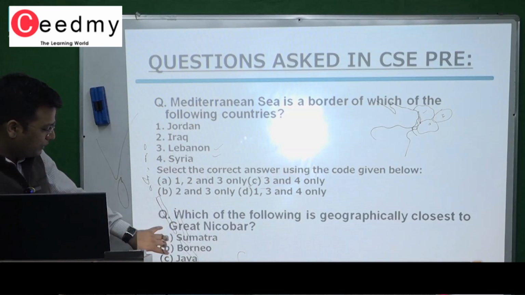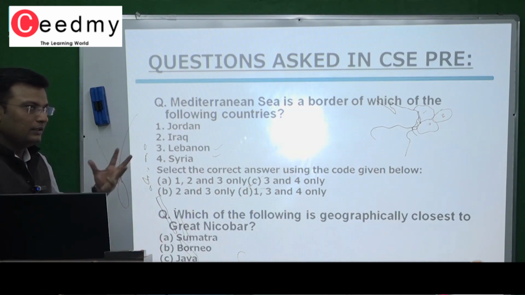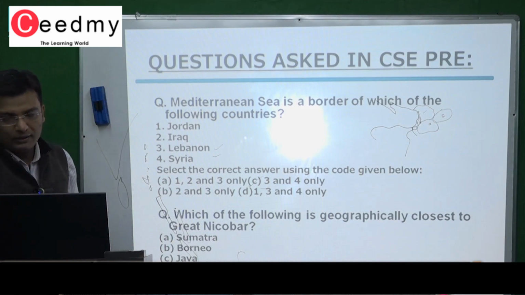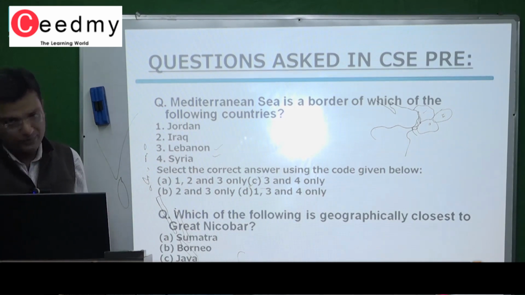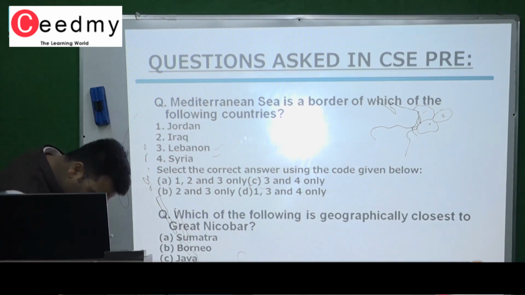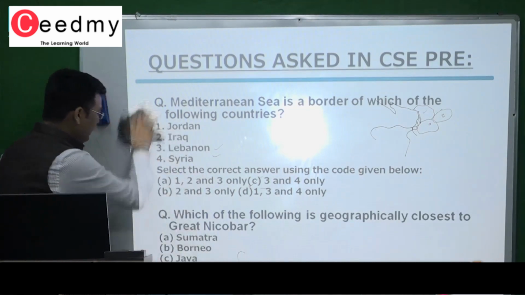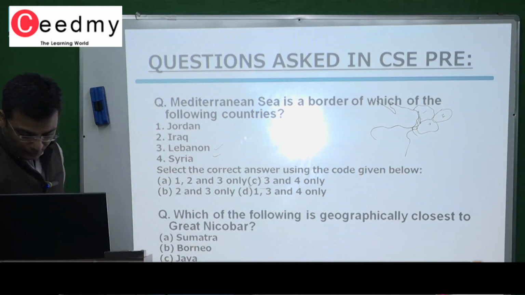They are confused between Java and Sumatra, and they think that the upper island is Java and the lower one is Sumatra. So you must know the answer. You must know the map location. Then only you can give the answer easily. So this is how the mapping will make your answer.